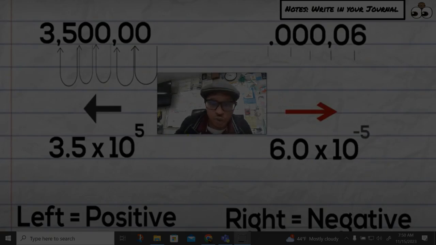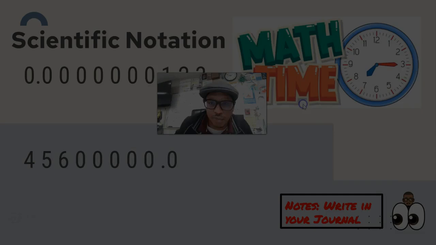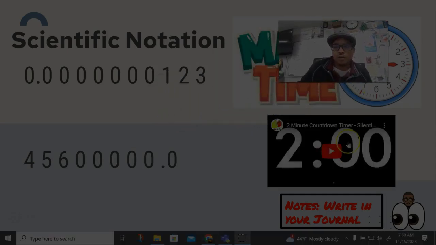All right, cool. So we are going to do a little practice. Give yourselves a couple of minutes, pause the screen, and get these rewritten in scientific notation. Remember the rules we just went over.